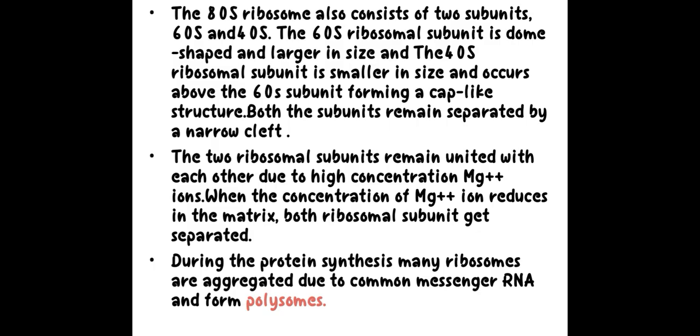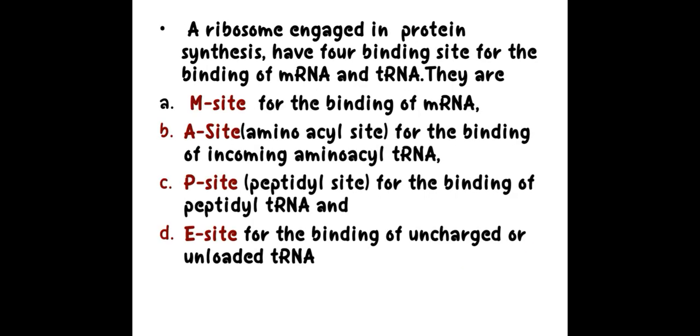During protein synthesis, many ribosomes are aggregated due to a common messenger RNA and form polysomes. A ribosome engaged in protein synthesis has four binding sites for the binding of mRNA and tRNA. They are the M site for the binding of mRNA, the A site, amino acyl site, for the binding of incoming amino acyl tRNA, the P site, peptidyl site, for the binding of peptidyl tRNA, and the E site for the binding of uncharged or unloaded tRNA.